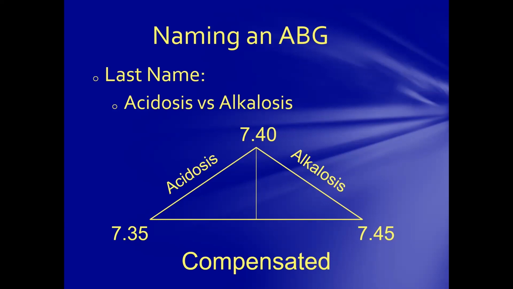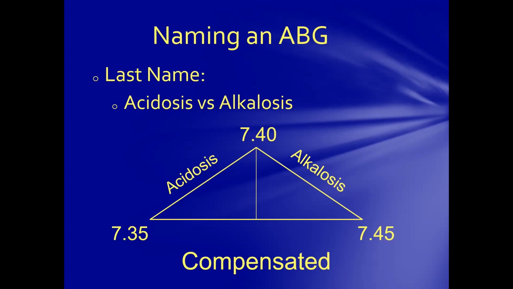How do you know what the last name is? Well, we look at this kind of triangle, and 7.35 to 7.45, the median pH is 7.40. So anything less than 7.40 is going to be acidotic or leaning towards an acidosis.